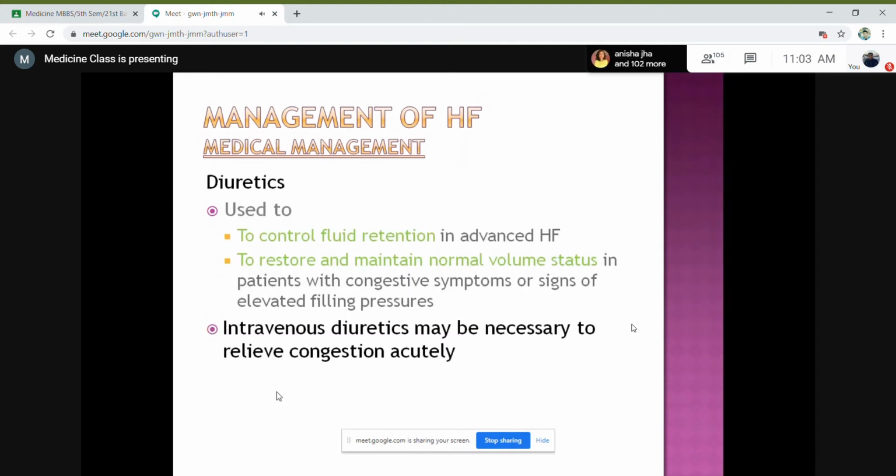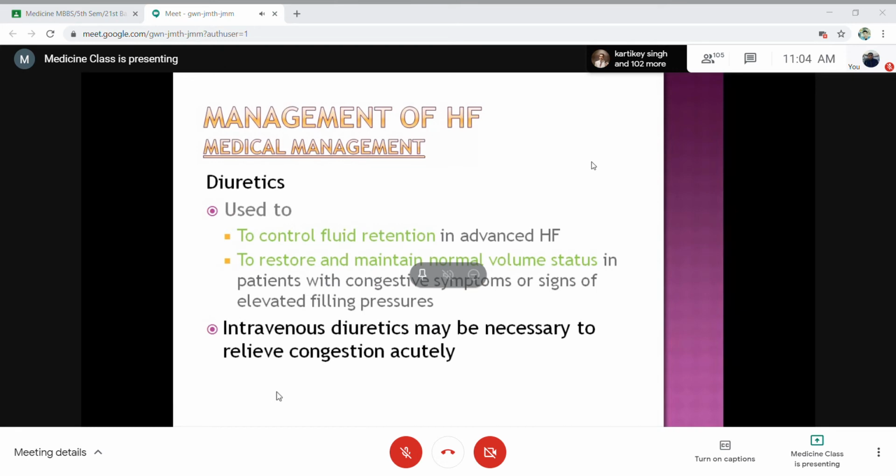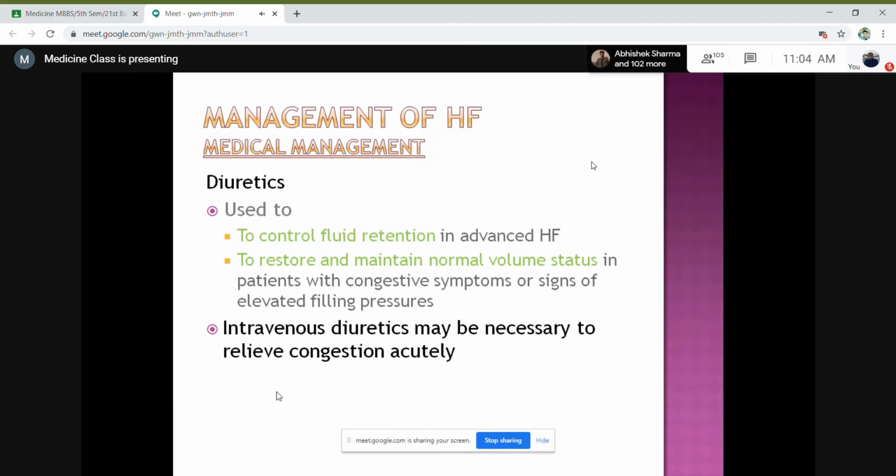So going to the individual drugs. Diuretics are used to control fluid retention in advanced heart failure. They are also used for restoration and maintenance of normal volume status in patients with congestive symptoms or signs of elevated filling pressure.